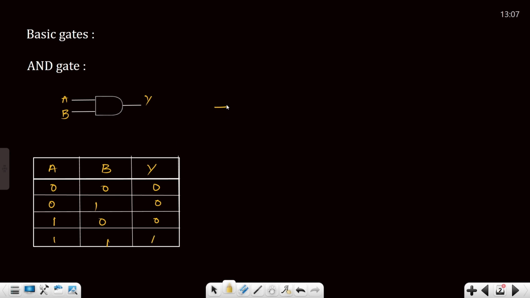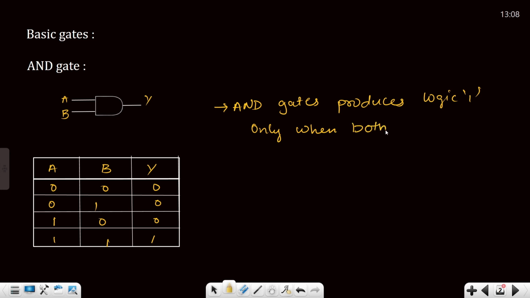What we can conclude is that the AND gate produces logic 1 only when both the inputs are 1. So this is the specialty of the AND gate. We get logic 1 only when both of the inputs are 1. If we want to design a circuit in such a way that if any of the inputs is 0 we want 0, then we will simply use an AND gate there.